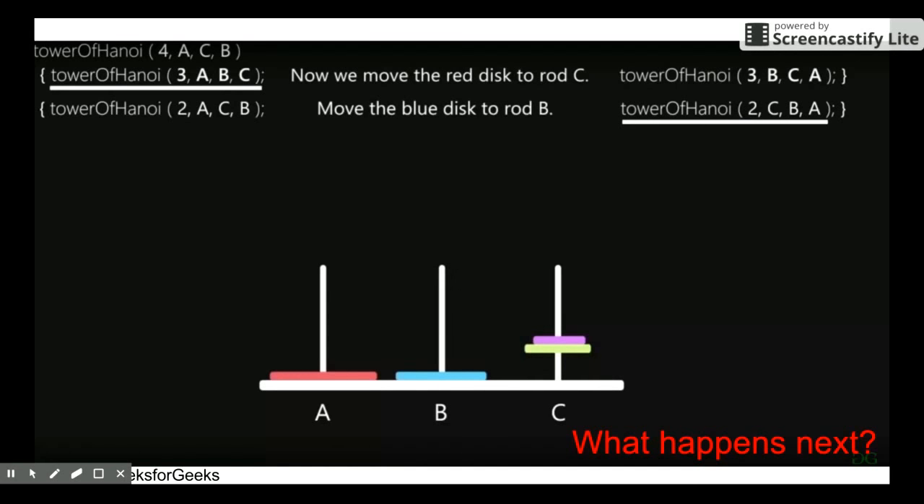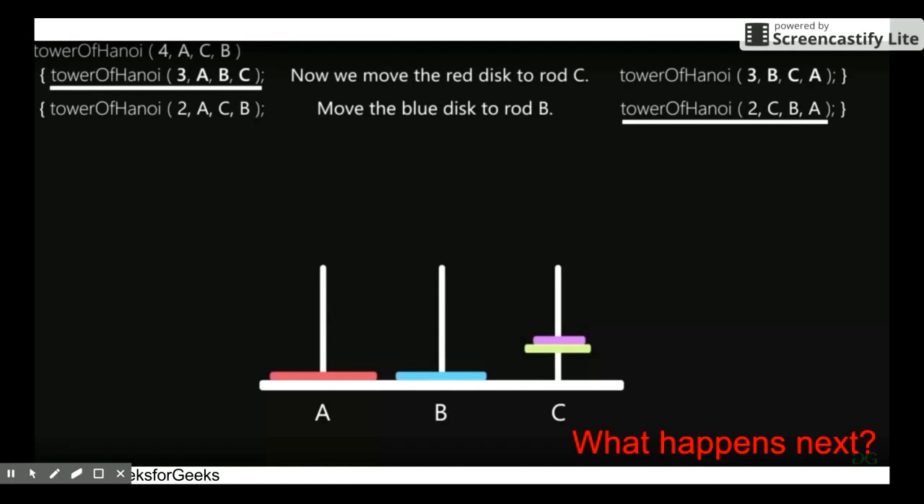Okay, so if you said that this Tower of Hanoi of 2 C B A, aka moving the green and purple disk over to B from where they currently are on C, was broken down as moving the purple to A, moving green to B, and the purple back on top of it on B, you were correct. And that's how we get it to the middle.